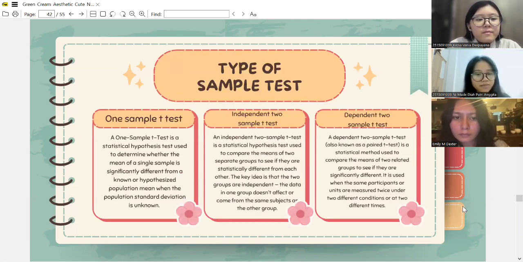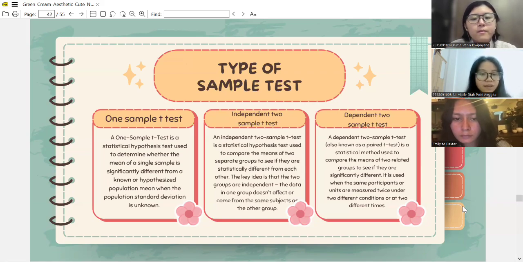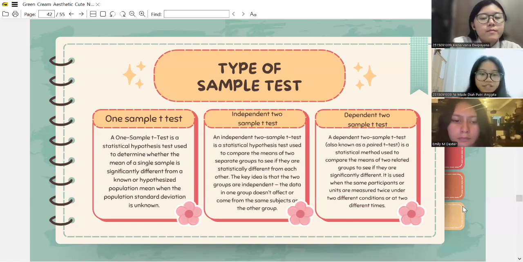So we move to types of sample tests. There are three kinds of them. Number one, one sample t-test. A one sample t-test is a statistical hypothesis test used to determine whether the mean of a single sample is significantly different from a known or hypothesized population mean when the population standard deviation is unknown. Number two, independent two sample t-test. An independent two-sample t-test is a statistical hypothesis test used to compare the means of two separate groups to see if they are statistically different from each other. The key idea is that the two groups are independent.